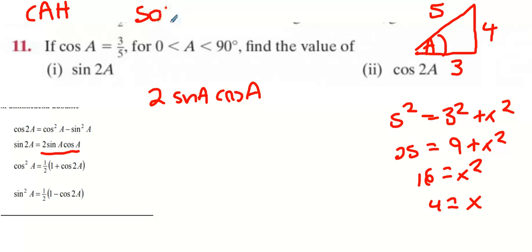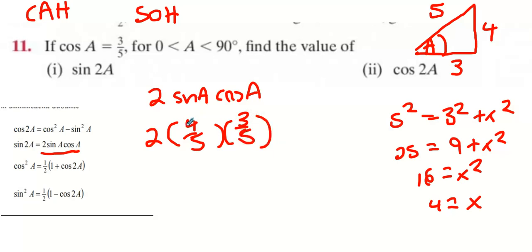How do I find out what sine A is again? Opposite over hypotenuse. Guys, you listening? Opposite over hypotenuse. 4 over 5. What's cos A? 3 over 5. And guess what? The answer to this is going to be 2 times 4 over 5 times 3 over 5. It's going to be 24 over 25. You cool with that?